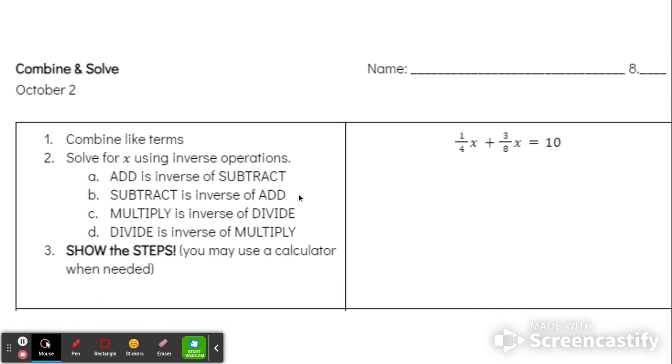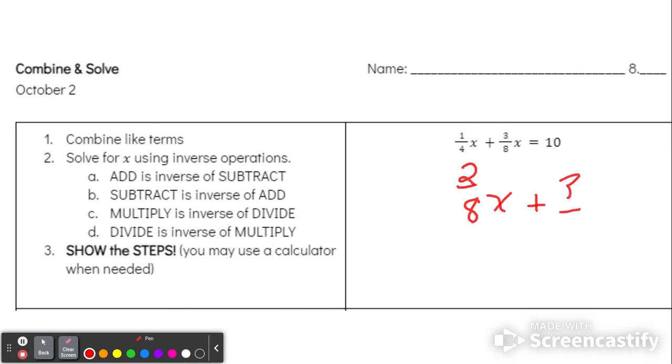You will notice in this first example that we have 1/4 x and 3/8 x. This is the same variable to the same power, so we can combine those like terms. However, in order to add fractions, we need a common denominator. So between 4 and 8, we can make them both into eighths. 4 becomes 8 with a multiplier of 2, so my new numerator, 2 times 1, is 2.